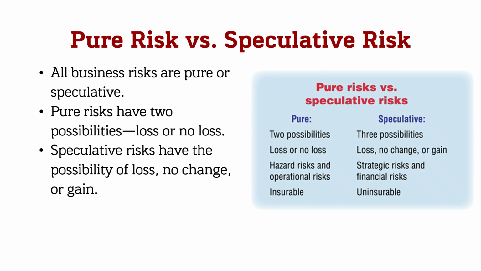Pure risk includes hazard risk and operational risk. These cannot be avoided for the most part. We cannot control the weather, and if you find a way, you'll be the richest man alive. Speculative risks are strategic and financial risk, and generally can have more steps taken to avoid said risk.